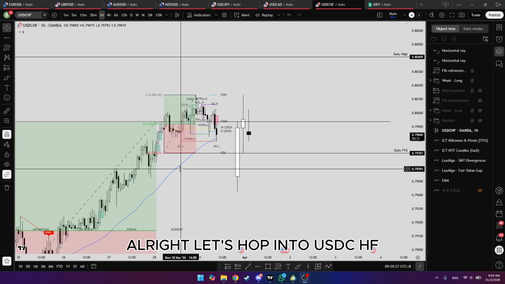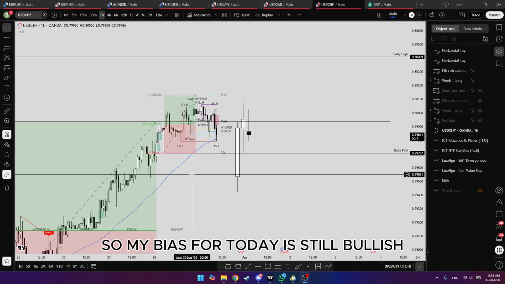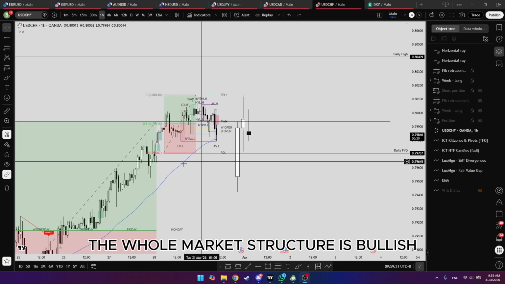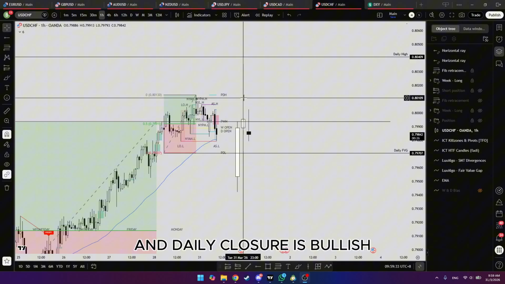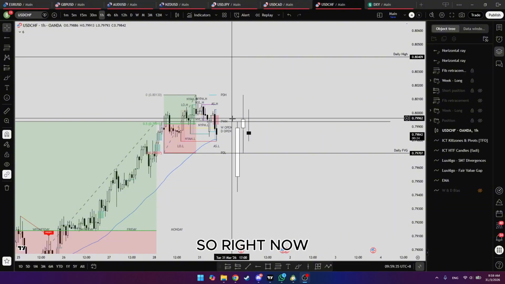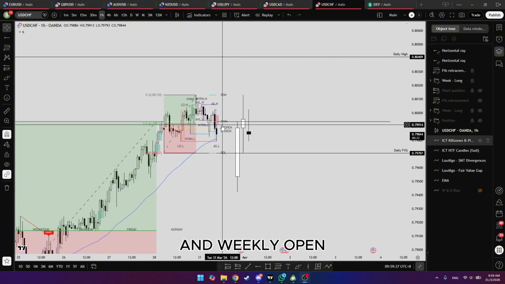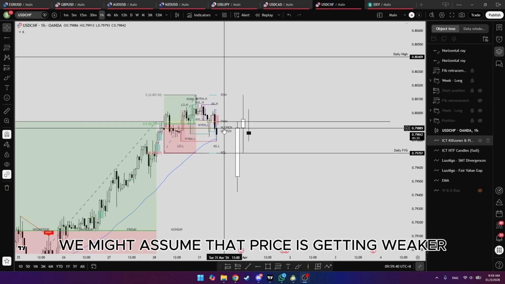Alright, let's hop into USD CHF. So my bias for today is still bullish. The whole market structure is bullish and daily closure is bullish. So right now price is trading below previous week highs and weekly open. We might assume that price is getting weaker.